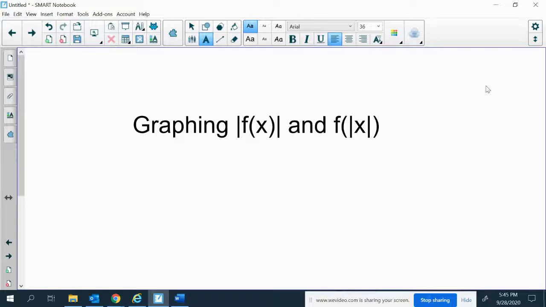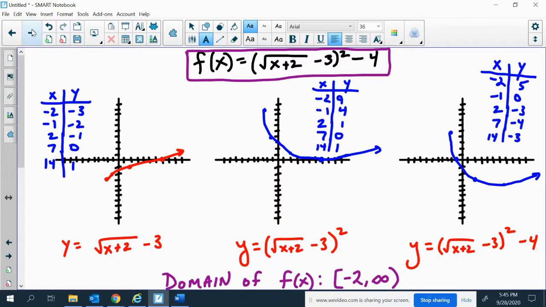Over graphing absolute value of f of x and f of the absolute value of x. So if we have functions, graphing the absolute value of the function or graphing the absolute value of x inputted into the function, those are things that we're going to talk about. I will have 4 examples, all of which will already have been graphed to simplify what we're going to do.